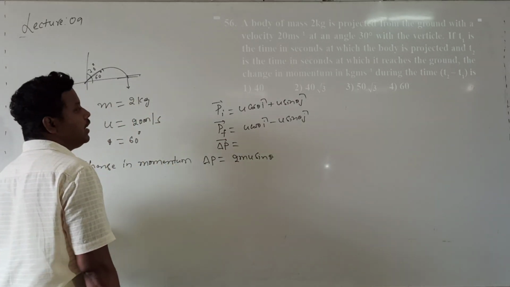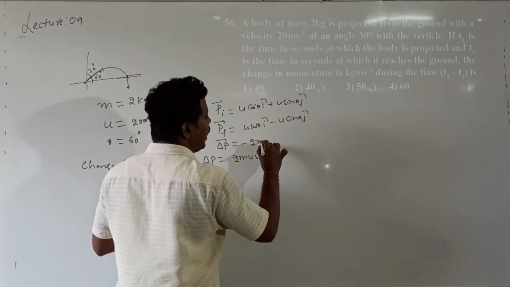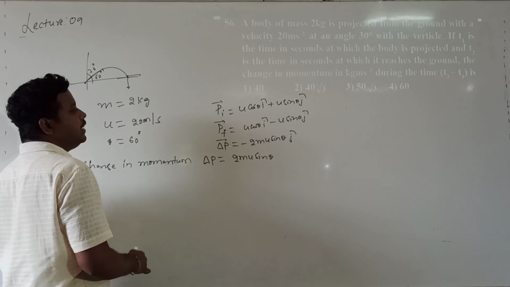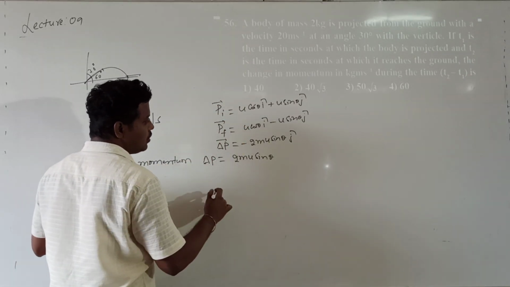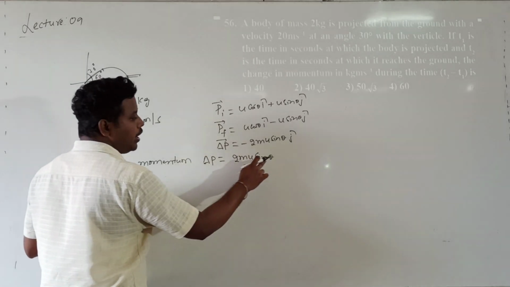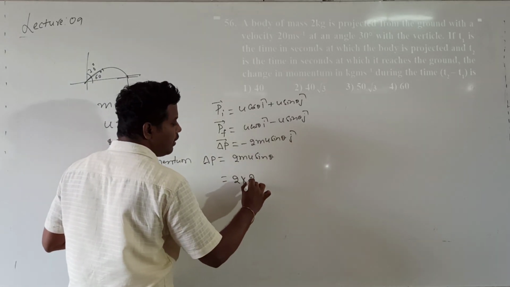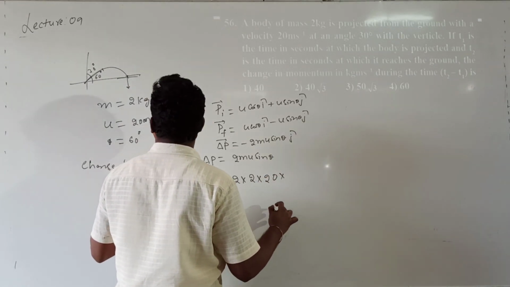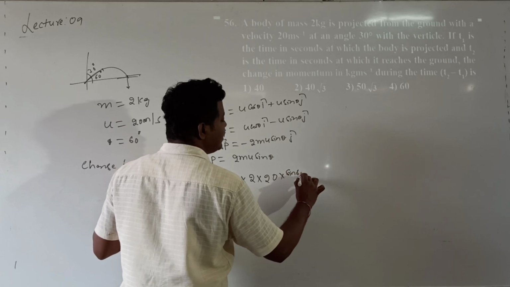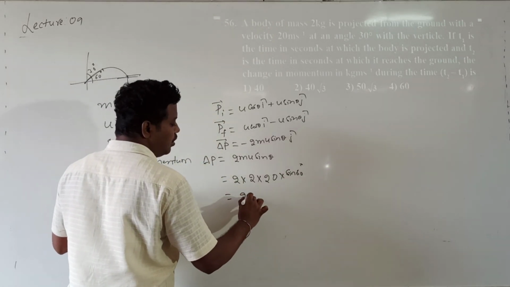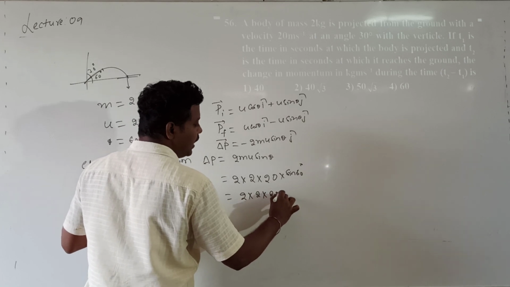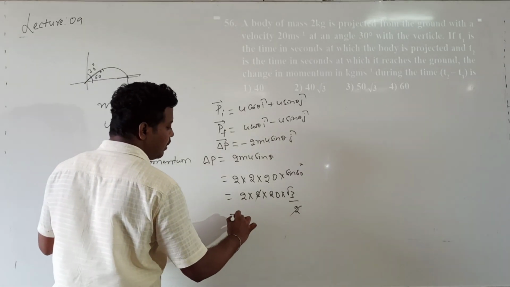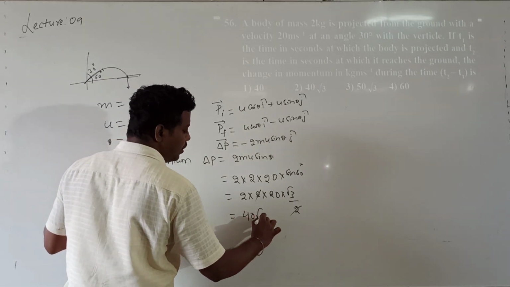So delta p bar value will get minus 2 into m into u into sin theta into j cap. Minus sign is indicating change in momentum is along vertical direction. So what is the magnitude of change in momentum? 2mu sin theta, which is 2 into m value given 2, so u value given 20 into sin 60 degrees, not 30 degrees, sin 60 degrees. So then which is equal to 2 into 20 into sin 60 value root 3 by 2. Then 2 cancel. Then what I will get the answer is given by, which is equal to 40 into root 3.